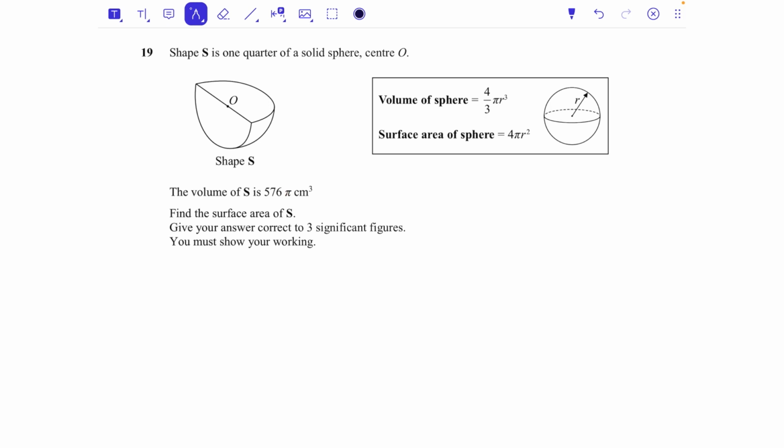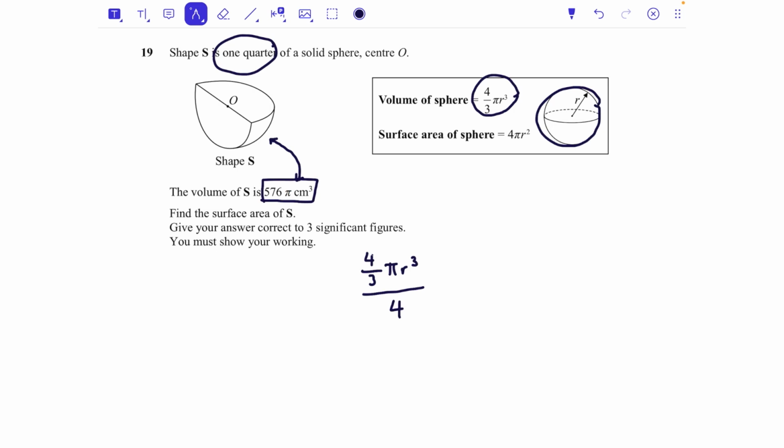So if they give you the answer and they're telling you that that is the answer to volume, I want you guys to write down how you would come up with that answer. So we would do 4/3 pi r cubed. But then we would divide it by 4 because this volume is only for 1/4 of the whole sphere. It says it's 1/4 of the whole sphere. So we would do 4/3 pi r cubed, but that would give us an entire sphere, and we don't want an entire sphere, so we would then divide it by 4, and that would equal 576 pi.